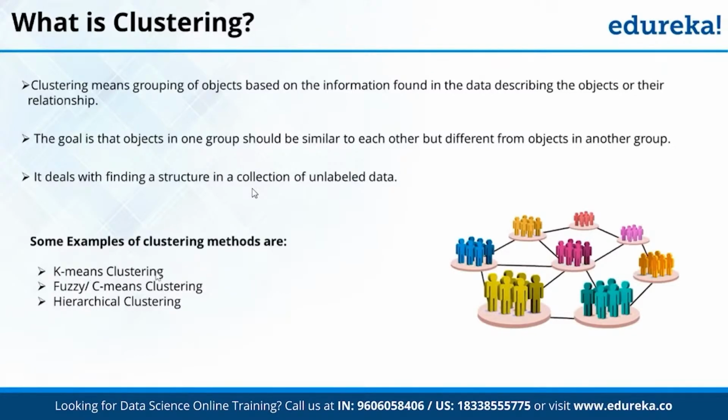If you know a tool like Tableau, it's a reporting tool. It also has a feature to cluster the data, and that also runs K-means at the backend. So K-means is highly used. Then we have C-means clustering or fuzzy clustering. Then we have hierarchical clustering as well. So these are the three methods which we use for clustering.